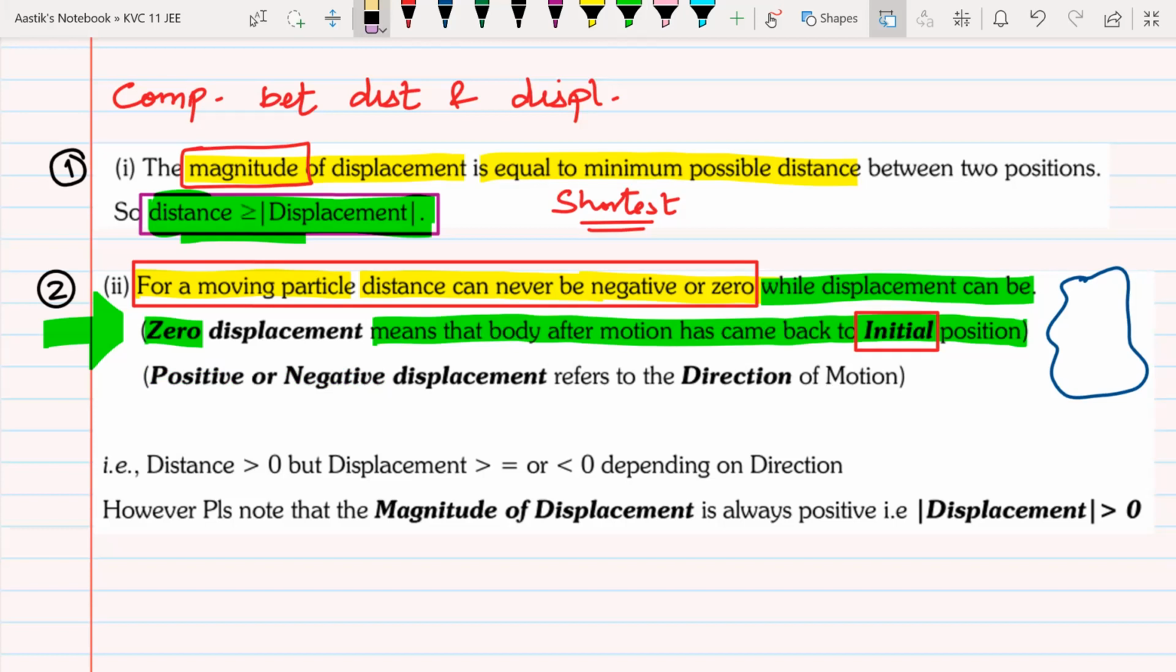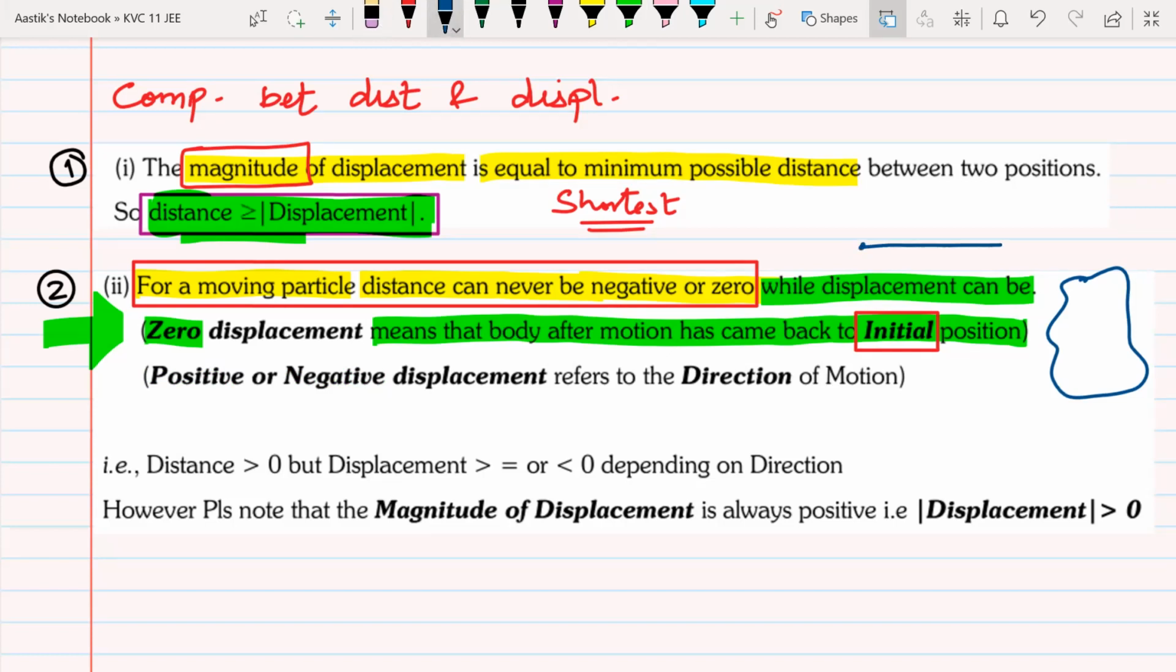Yes, sir. Remember, distance can never be zero because distance is always positive. If you are traveling, your distance is always positive. It never becomes negative, and therefore it can never become zero. Even if you come back to the same position, it can never become zero. But in the case of displacement, if you come back to the initial position, you move in such a way, in any path, you can move like this, bacha.